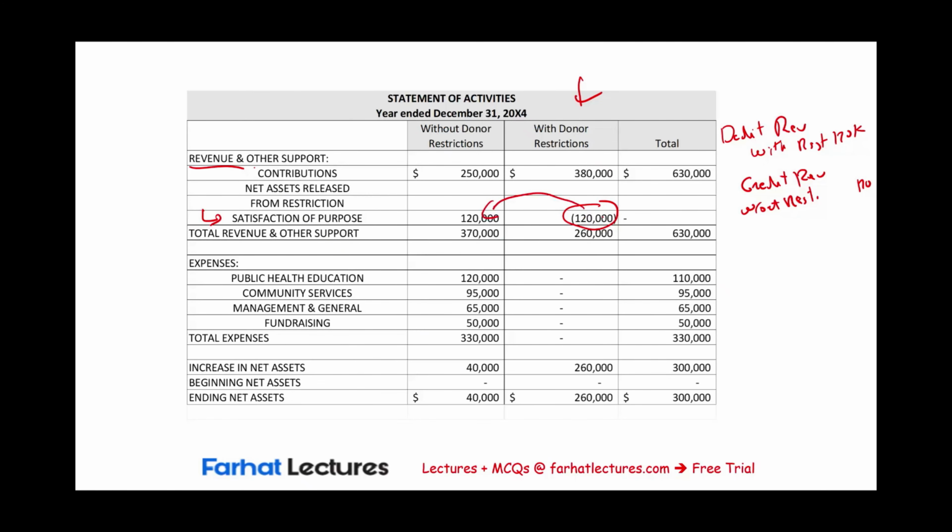So one revenue went down with donor restriction. Notice it's 380. We had contribution of 380 that year with donor restriction. Then we removed 120. Therefore, our total revenue for that period is 260. Now that 120 left the revenue with donor restriction, went to the revenue without donor restriction because it satisfied a certain purpose. Now, immediately, once it satisfied this certain purpose, it's going to be expense.